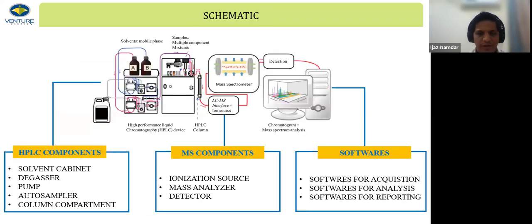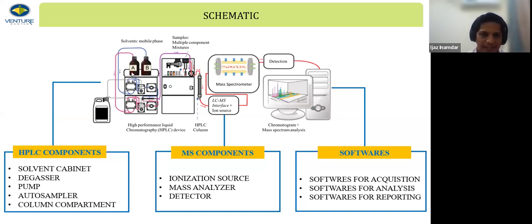Okay, so let's talk about the schematics. When you talk about LCMS, what are the various modules or the various components of an LCMS setup? When we start developing the methods, these are the components that we need to play with. We'll talk about this in detail in the coming slides, but let us talk about the HPLC component first.